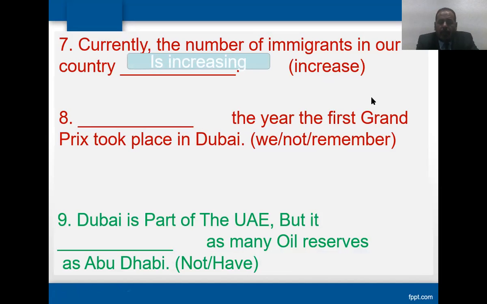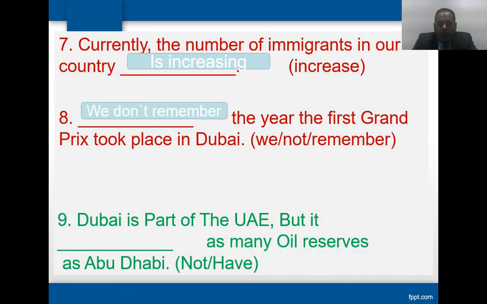The year the first Grand Prix took place in Dubai. I don't understand, I don't remember, or I'm not remembering. This remember also can't be used in ing, so we have to say we don't remember, we don't remember.